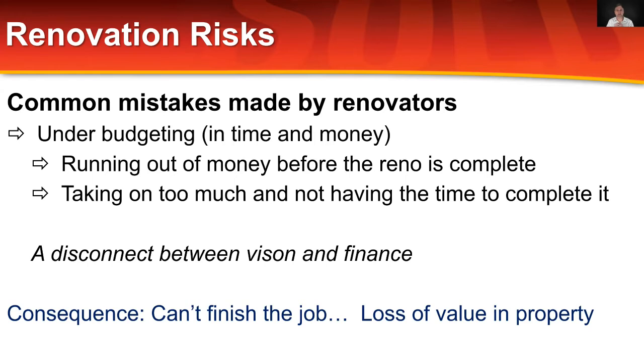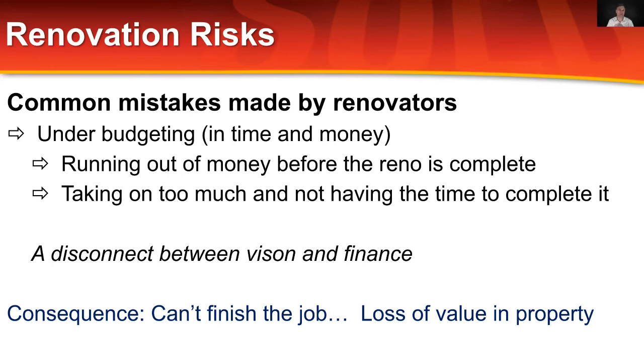Another common mistake is under budgeting. Now, what is under budgeting? Under budgeting is a lack of awareness of what things will cost in order to repair. Again, it's a disconnect between vision and finance. It's an idea of, I want to do a bathroom up, let's say, and because I want to do my bathroom, I will buy a new bath and I'll get something from Bunnings. It'll be $100.